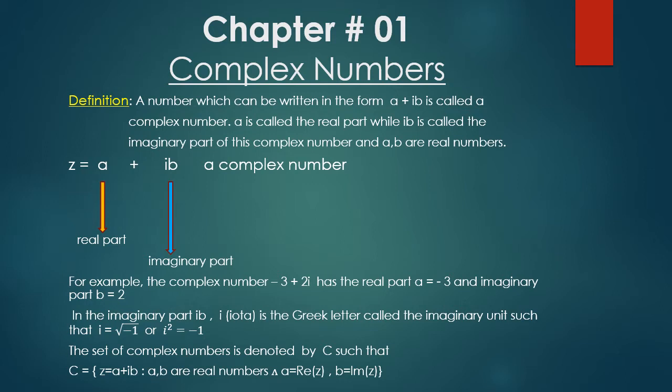The set of complex numbers is usually denoted by capital C. So C is the set which contains all the complex numbers of the form z is equal to a plus iota b, where a, b are two real numbers, and a is called the real part, while b is called the imaginary part of complex numbers.